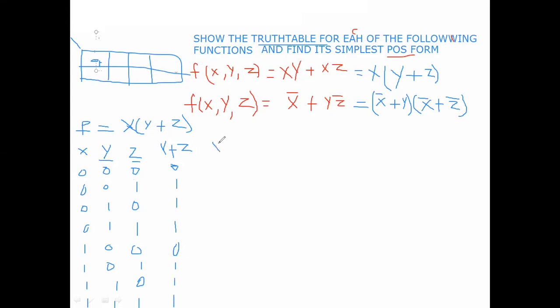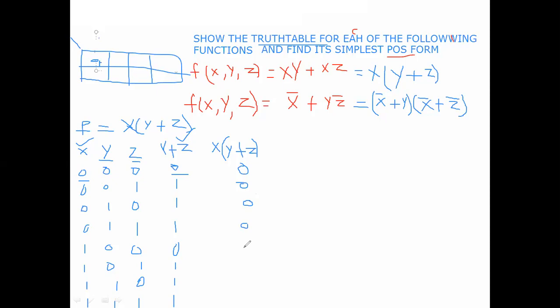Now, what is the function? X into Y plus Z. How to get this? Do the AND operation between X and Y plus Z. So what is the AND operation? If all of the inputs are 1, then only the output is 1. Here X is 0, Y plus Z is 0, so 0. Next 0 dot 1 is also 0. Next 0 dot 1 is also 0. Next 0 dot 1 is also 0.